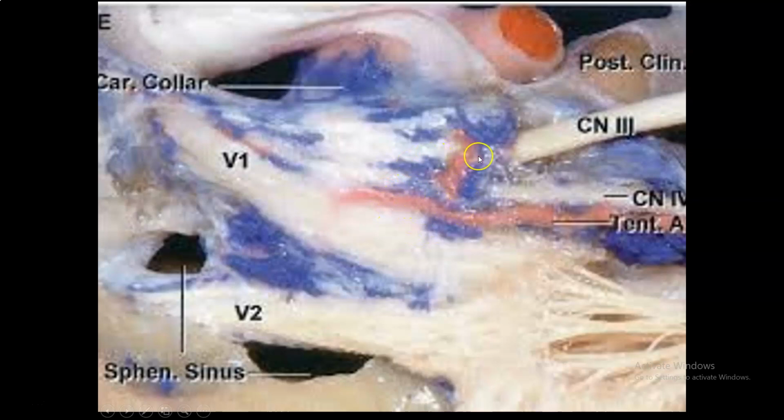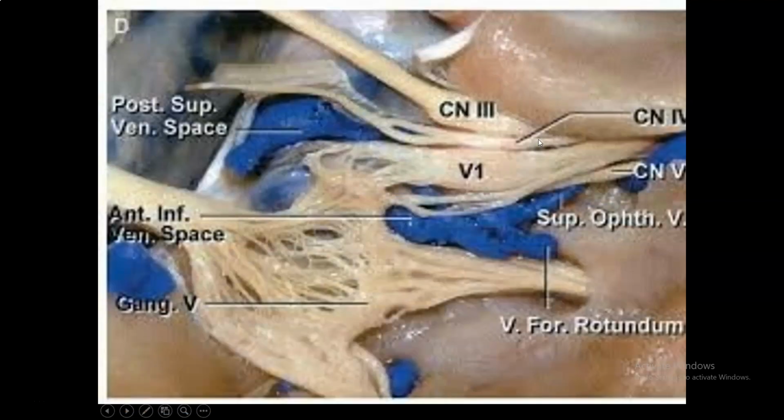And if you have this view, this is the left side. You see the oculomotor nerve is coming from above downwards. You see here the Gasserian ganglion dividing into V1 and V2. You don't see here the trochlear nerve, but here, after removing the dural layers, from the interpeduncular fossa going downwards to the superior orbital fissure is the oculomotor.